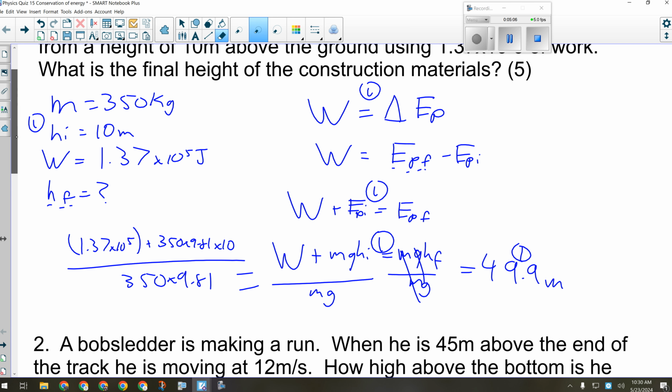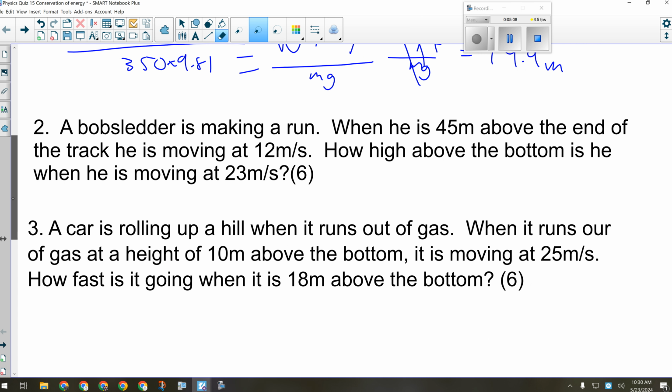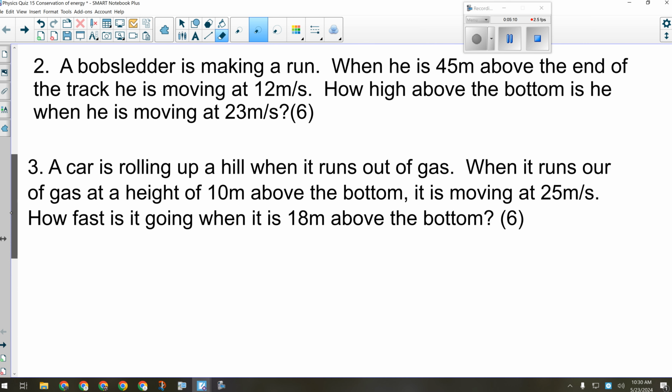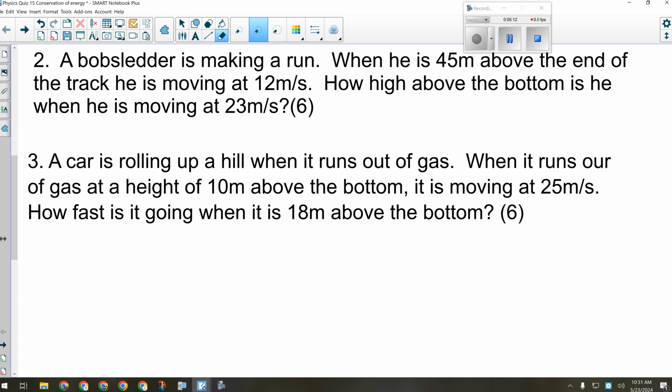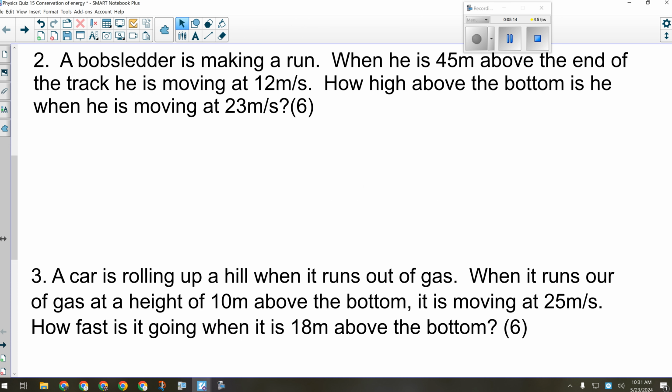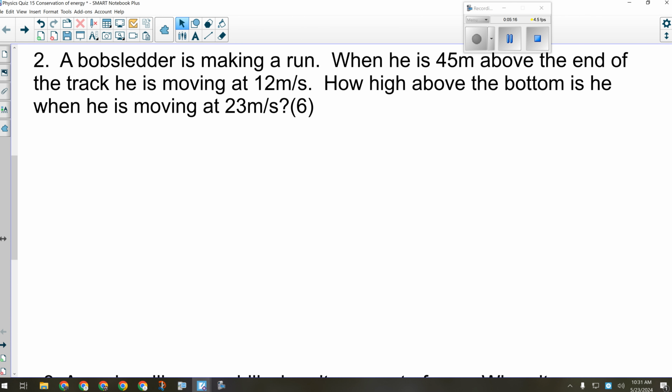All right, second question, the bobsledder question, which is really about as cut and dry for a conservation of energy question as you can get, right? We said sledding and stuff like that is always a conservation of energy situation because there's no mention of friction, no mention of work or forces or anything like that. Okay, so we can assume that for this bobsledder, the energy between point A and point B is the same.